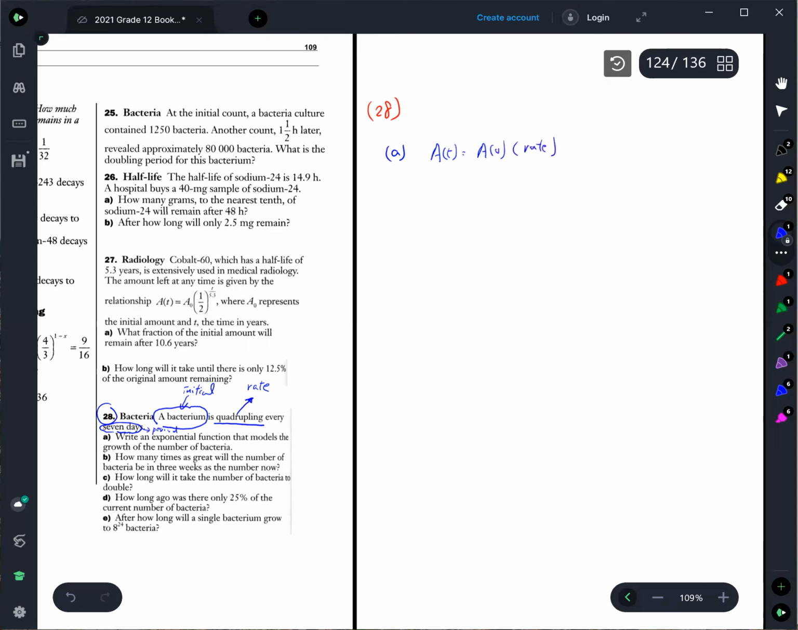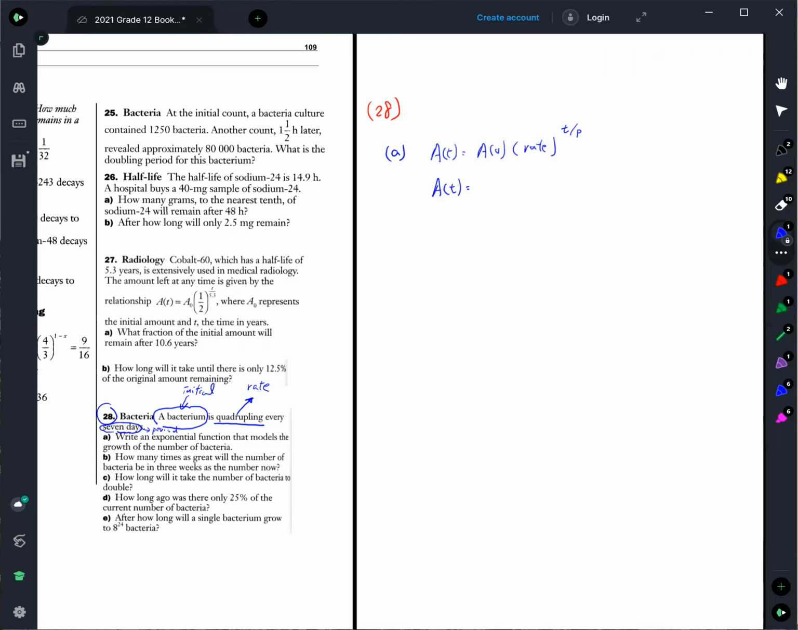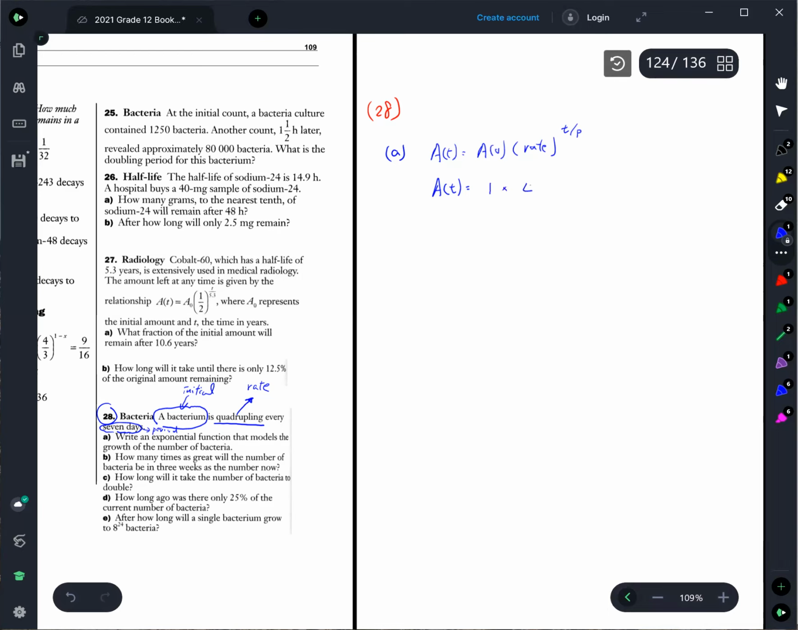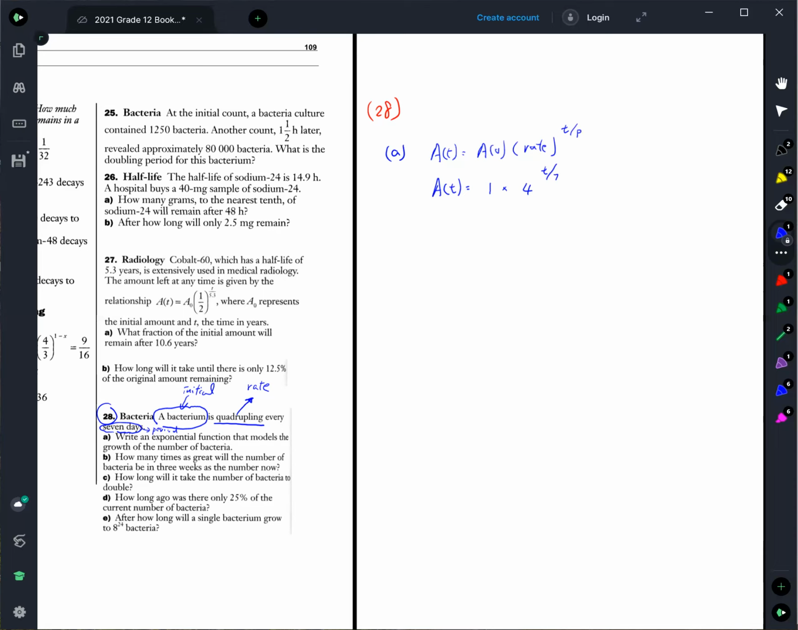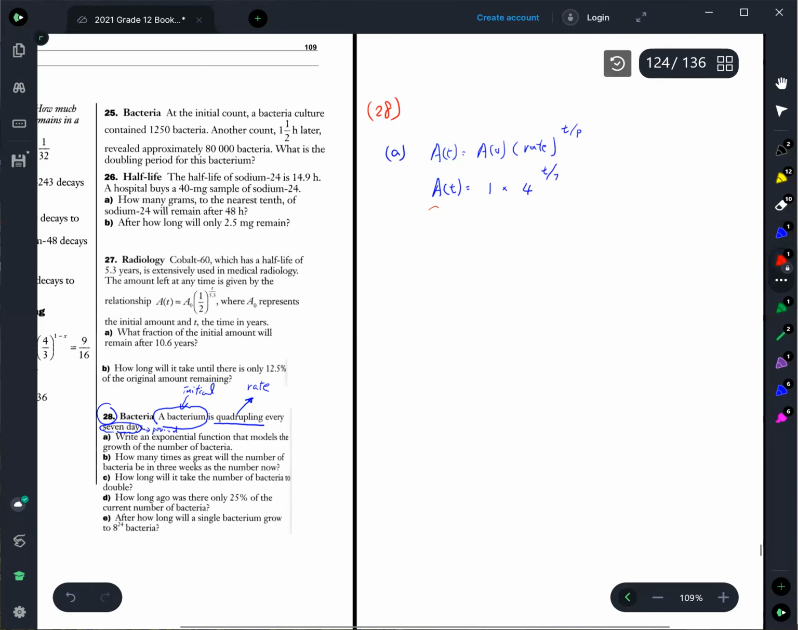Rate to T over P. So we just fill that in, okay? Final amount, we don't know, right? Because it didn't tell you how many days they want, right? Initial is 1, so we can put a 1. Times it by rate, rate is quadruple, so 4 times to the T over 7 days. Okay, the 1 could be there or it could be invisible, doesn't matter, okay? But you must have the left side and the right side to be called a function.